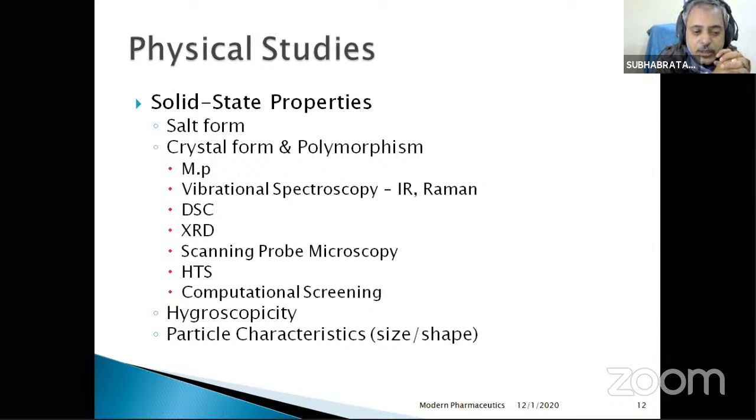Earlier, by the usual pre-formulation route, we used to take a lot of time to study each and every polymorph that makes up the particular API. But now, using computational screening as well as high throughput screening, we can quickly, compared to the previous generation, say which one is suitable for progression to the next phase, to advanced pre-formulation and then to formulation design.